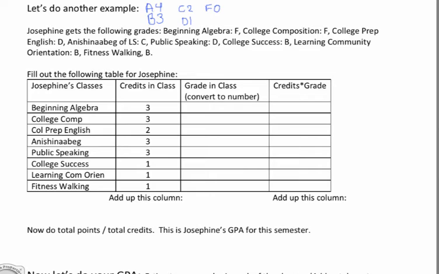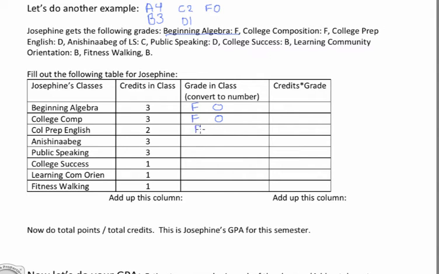Let's do another example. Here are Josephine's grades in the same class. So again, we need the credits in each of the classes, which I've filled in. And then we need her grades. So beginning algebra, she got an F. So that's a 0. College comp, she also got an F. That's another 0.